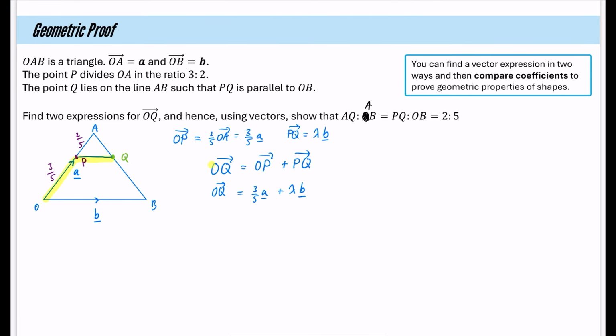I'll highlight that in yellow to say that was my first way of finding it. Now, I think the other way of finding it is to get this other part involved, because I wanted to do something with PQ and OB, so I wanted to use that one. I also want to do something with AQ, so I'm going to need a path that includes that one. So I'm actually going to go all the way up to A, and then go from A to Q. So my second way of going from O to Q is going from O to A, and then from A to Q.